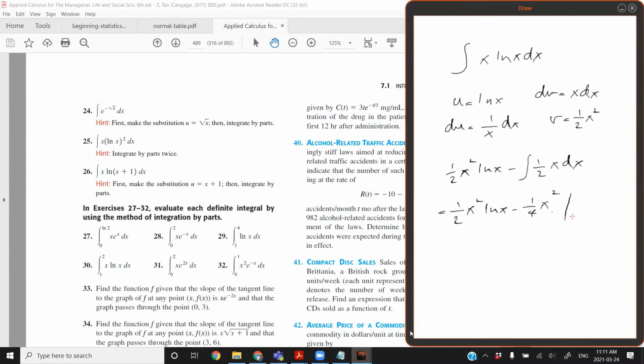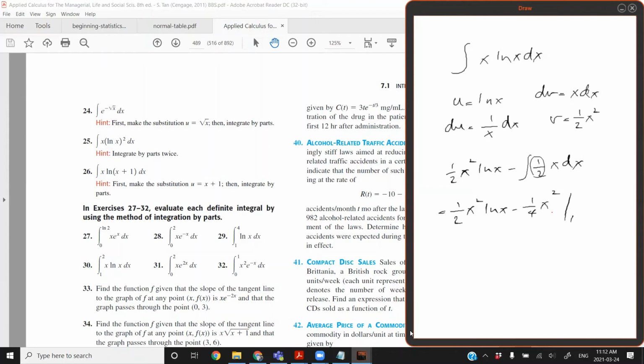But where did you get the 1 over 4? That's what I don't understand. Where does that come from? Oh, there's already a 1 over 2 here. And the antiderivative of x is 1 over 2x squared. So 1 over 2 times 1 over 2 is 1 over 4.